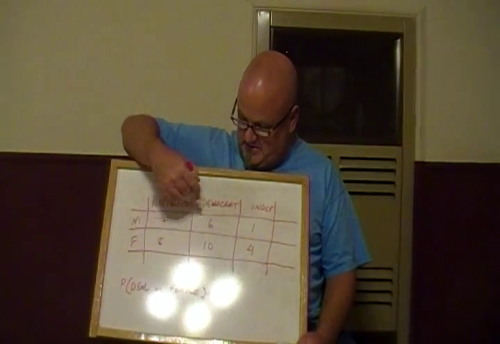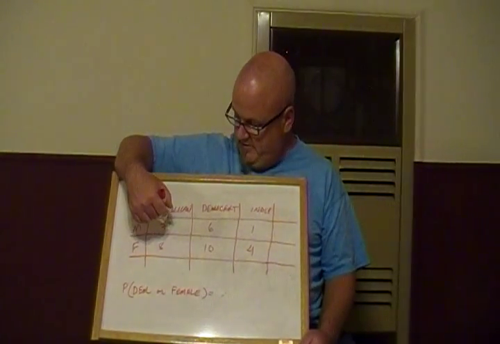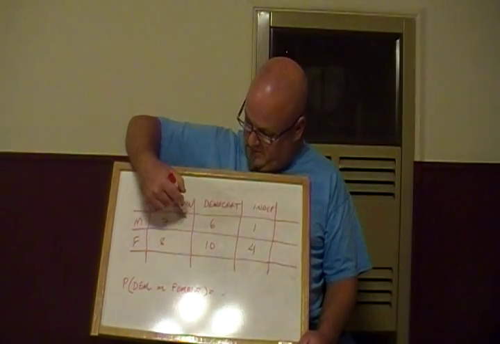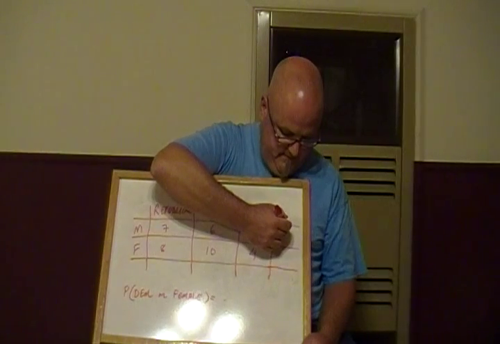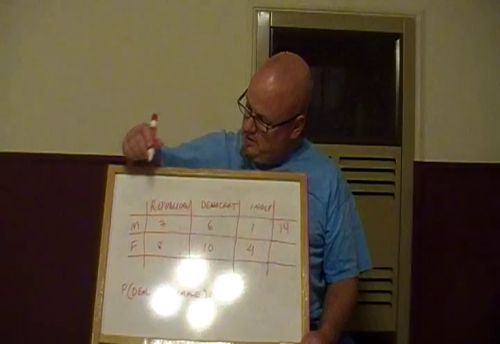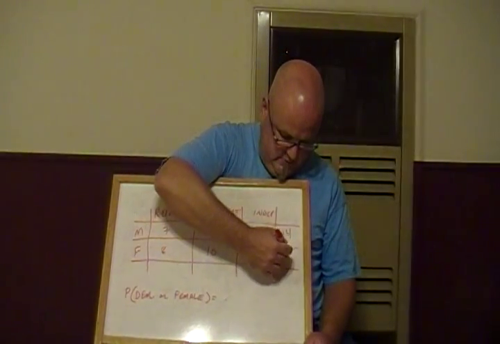We set it up in this kind of chart because it's easier to work with, because you're going to need to get some totals here. You're better off going ahead and doing that to begin with. We'll add over the male line here. What's 7, 6, and 1? That's 14. And 8, 10, and 4, that's 22.